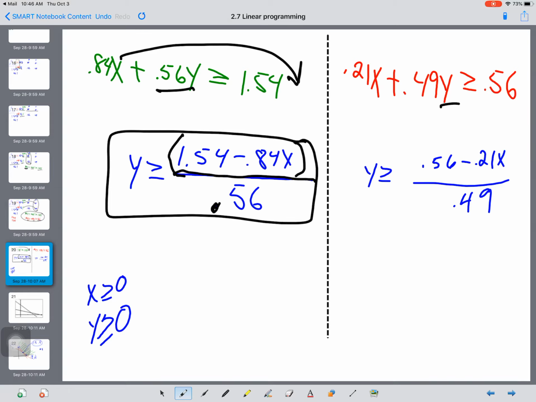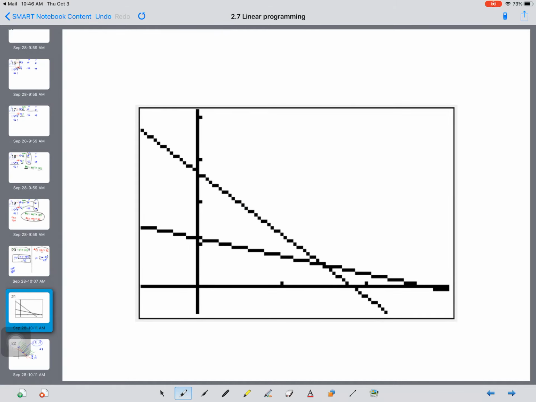Likewise over here, to solve for y, to be able to graph it on the calculator, I'm going to subtract the 0.21x and then divide by 0.49. Again, when you type it into the calculator, you must put it in parentheses. So the calculator picture looks something like this.